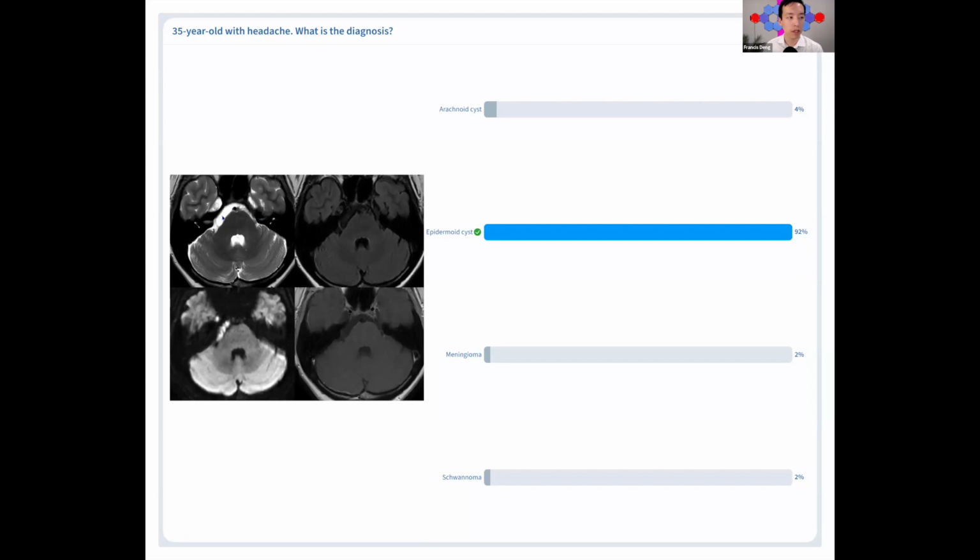This is nearly CSF signal intensity on T2, and does suppress signal on FLAIR as well, but we know there's an abnormality there because it's very bright on DWI, and it's not contrast enhancing, so it's not like a solid vascularized mass. And this appearance of a diffusion restricting extraaxial CP angle lesion is pathognomonic for an epidermoid cyst, which is an abnormal inclusion of epidermal elements, creating basically keratin debris that collects in the subarachnoid cistern in that location.